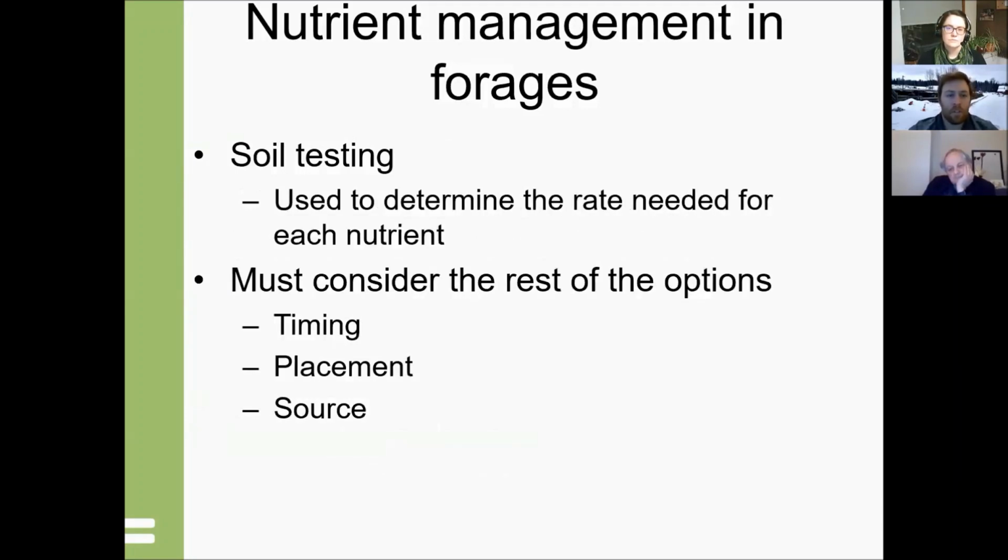Like I said earlier, soil testing for a lot of nutrients is used to determine the rate that we need. But with our nutrient management, we also need to consider the timing that we're going to apply things, the placement, and the source.